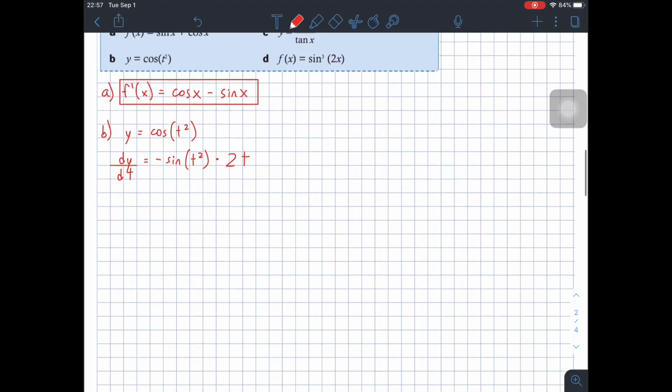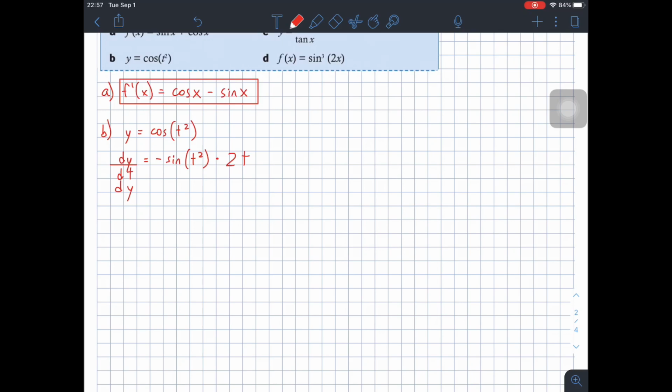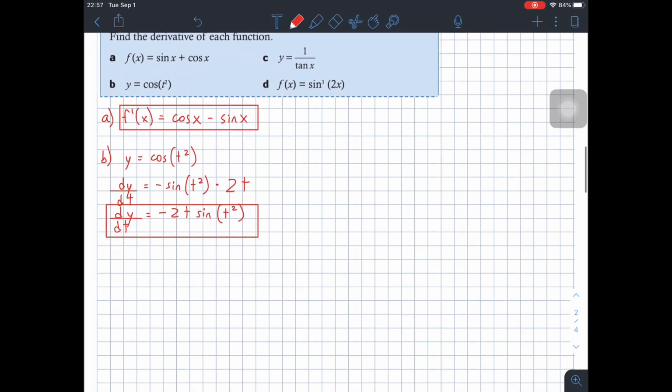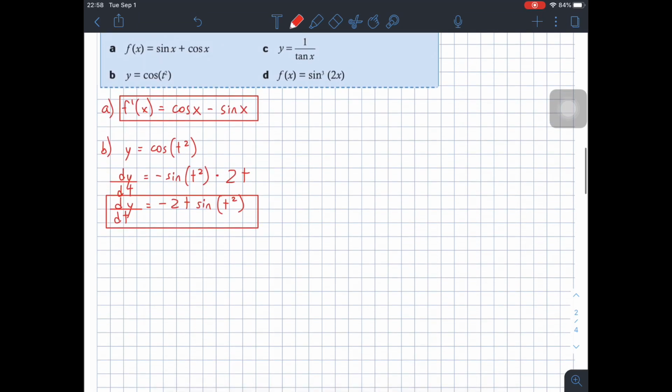Now we can reorganize this in order to get our final result. So the derivative of y with respect to t is equal to negative 2t times sine of t squared. There you go. So this is the final result for part B. Okay, then we're going to move on to exercise C, which says the following. Y is equal to 1 over tangent of x.